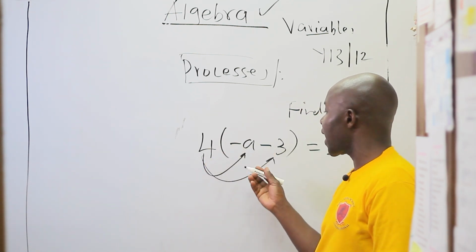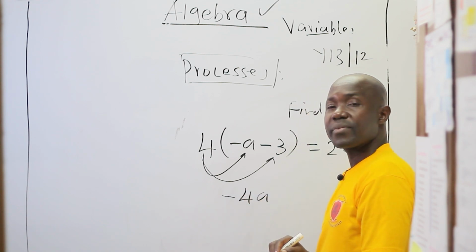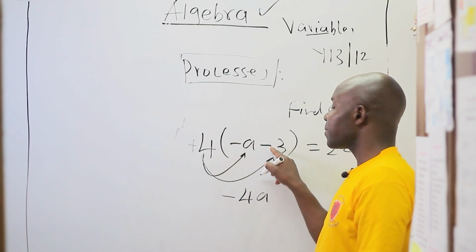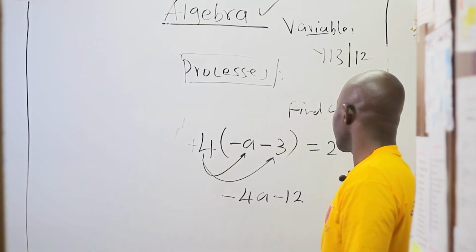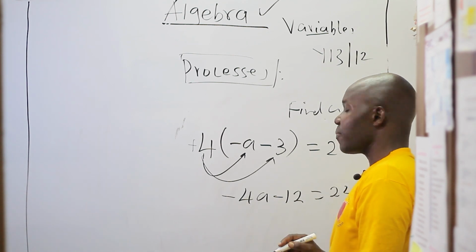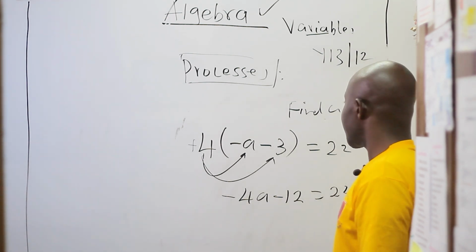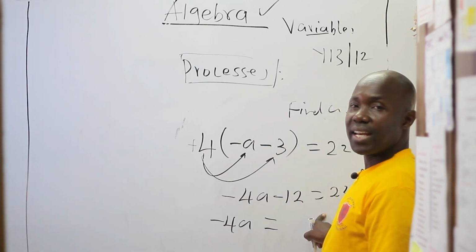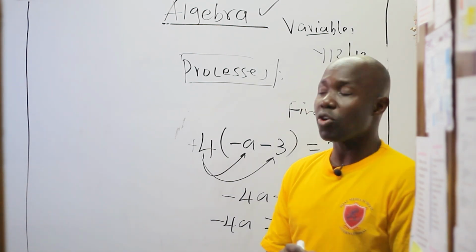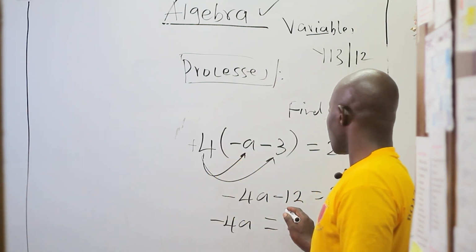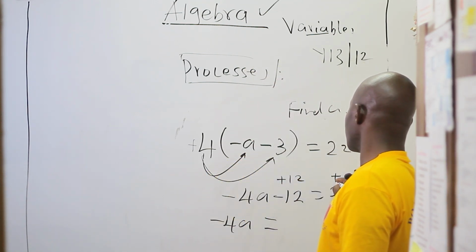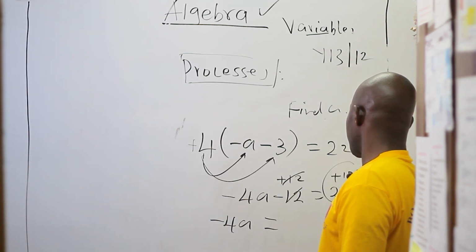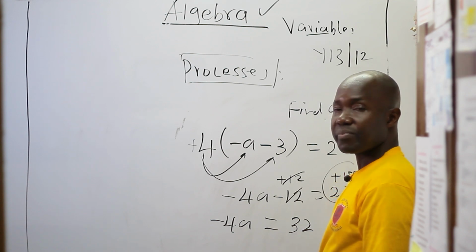4 times minus A, we get minus 4A. Then 4 times minus 3. Remember, a positive value times a negative, you get negative 12. Then here comes the 22. Then we do the collecting of the like terms. Remember, here we have the negative 4A, and minus 12. Whenever you have a negative, we do what is called the additive inverse. You have to add 12 on both sides. So when you add this 12, it cancels. So here we get 12 plus 22, we get 32.